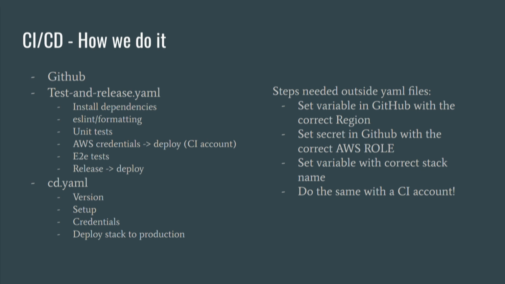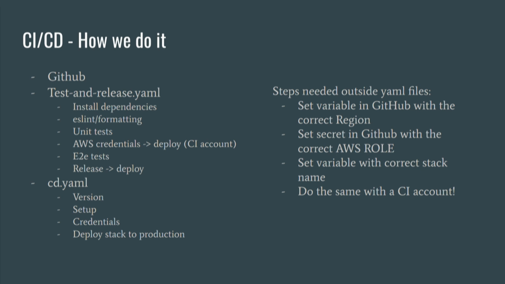Then I will just briefly explain how we usually do it. We are normally using GitHub, because you could use GitHub even if you have AWS or some other kind of web service. And we usually have a test and release file. That's kind of the first step. You will install its dependencies, do some formatting, do all the unit tests, and get the credentials.